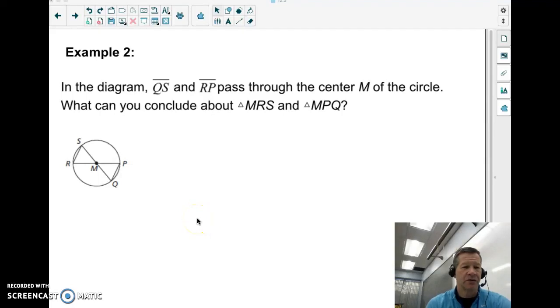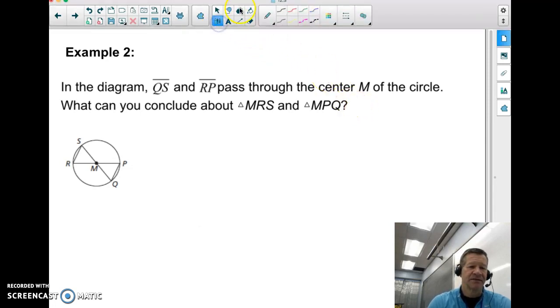Example 2. In the diagram, segment QS and segment RP pass through the center M of the circle. What can you conclude about triangle MRS and triangle MPQ? Well, in this case, if I look at these two triangles, I know that every radius of a circle is congruent, and therefore all four of these, segment RM, SM, MP and MQ, are all congruent because each one represents a radius of the circle.